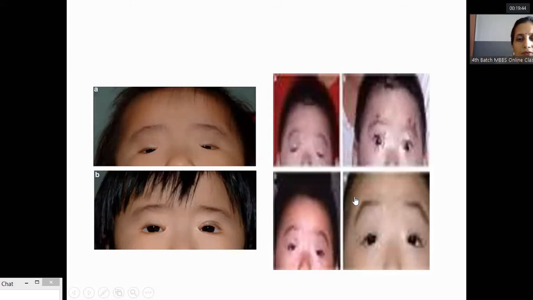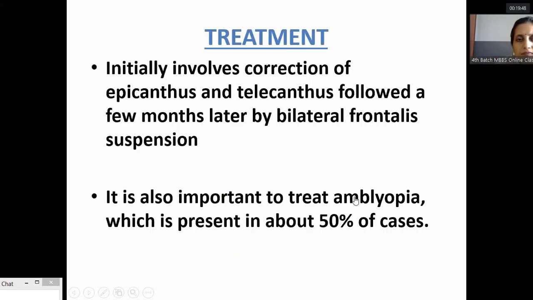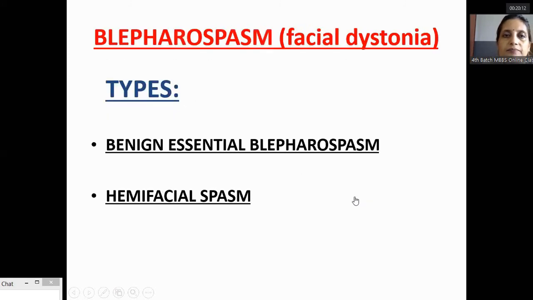Treatment initially involves correction of the epicanthus and telecanthus, followed a few months later by bilateral frontalis suspension. You will do the surgery. It is also important to treat amblyopia, which is present in about 50% of the cases. What is amblyopia? We will discuss it later on. For now, just know that it is a lazy eye.